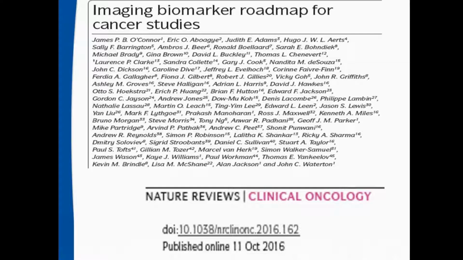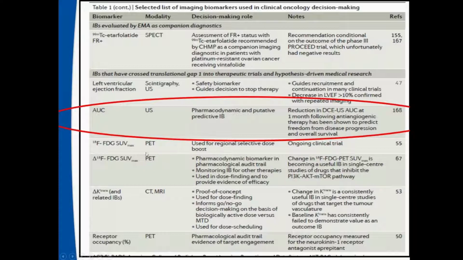The last point is the validation. With 75 experts, we tried to give a standard for biomarkers for CT, DCE-MRI, PET, and ultrasound, and we published the table in Nature Reviews Clinical Oncology. In this paper, all authors recognize that area under the curve is a biomarker because we have a correlation with progression-free survival and overall survival. And if you compare with CT and MR, they propose these technologies with single center studies.